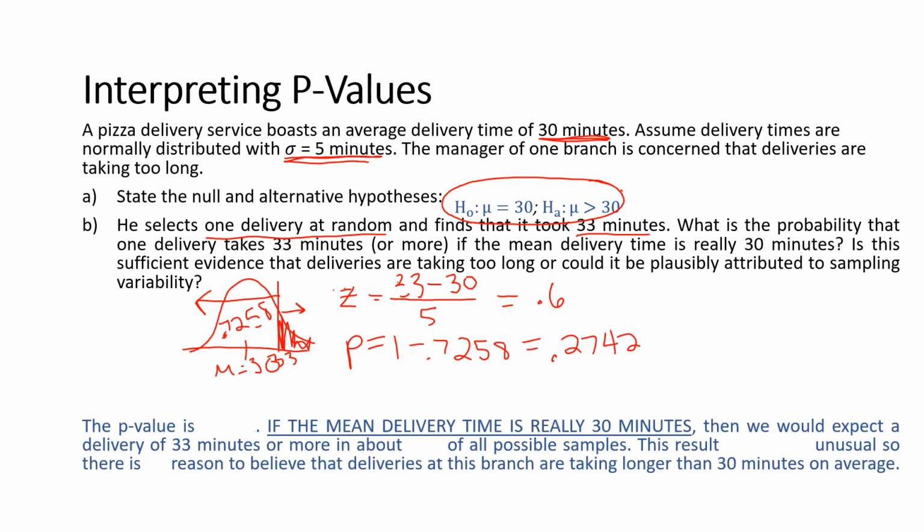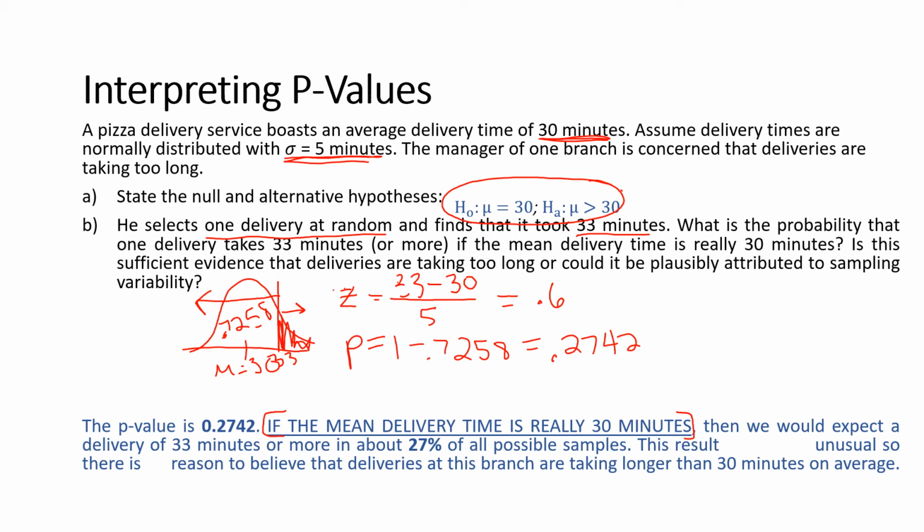What does that even mean? So here my probability is 0.2742. And remember, the p-value is the probability of getting this evidence if the null hypothesis is true. So focus on this part right here. If the delivery time is really 30 minutes like it's supposed to be, then we would expect a delivery of 33 minutes or more in about 27% of all possible samples. So 27%. It's a low number. It's unlikely, but it is far from unusual. If something happens 27% of the time, it's not all that unusual.